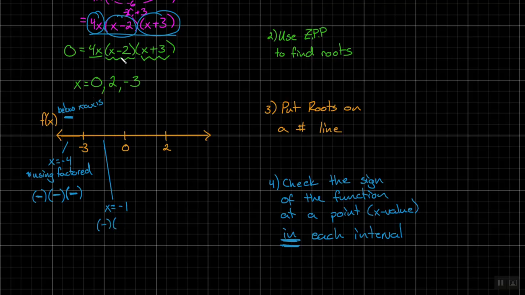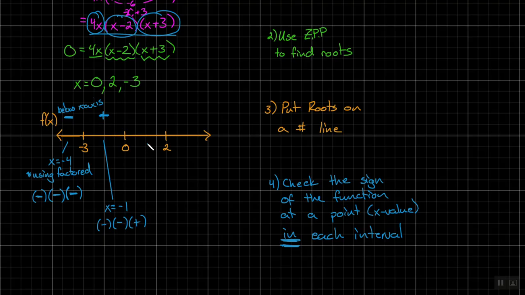What about the second one? If we do a -1, -1 minus 2. Negative? What about the third one? -1 plus 3. Positive. What's a negative times a negative times a positive? Positive, right? What does this mean with my graph? Not goes up. At this interval from -3 to 0, it's above the x-axis.